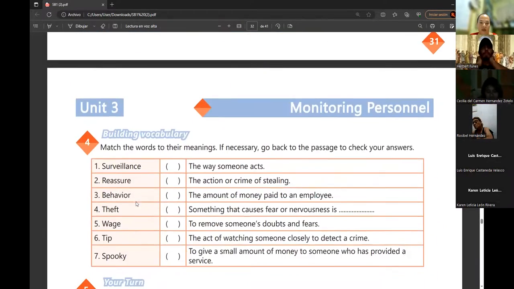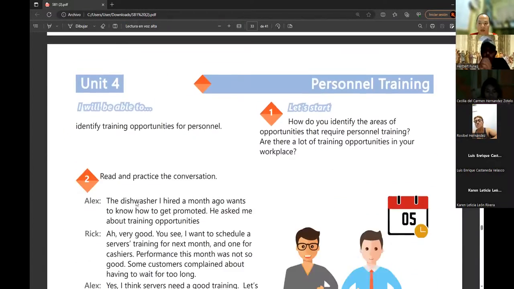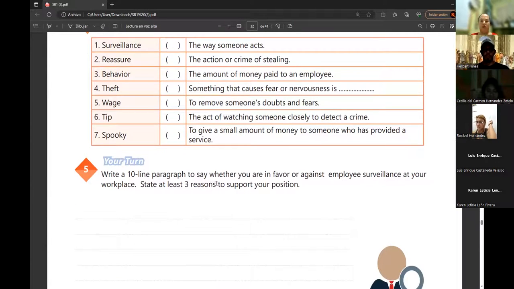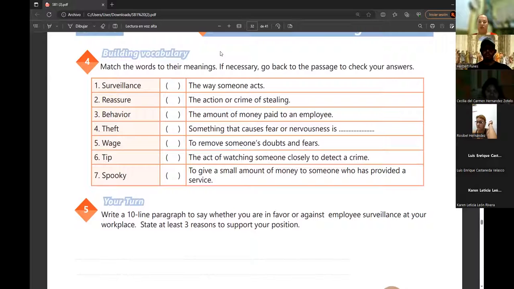Excellent, thank you. Okay, well, now we have this practice of this vocabulary, related with unit 3. We have surveillance, measure, behavior, tip, wage, tip, and spooky. So you need to write the number between parentheses, and also write a 10-line paragraph saying whether you are in favor or against employee surveillance at your workplace. State at least 3 reasons to support your position. We're going to work on this vocabulary part in groups. In a second, please.